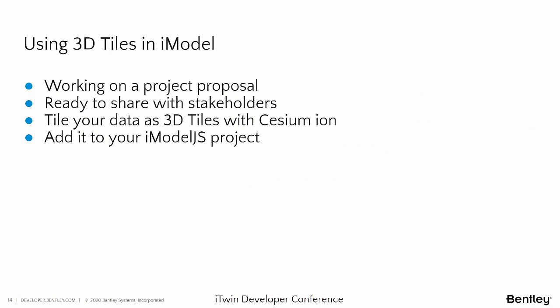Alright, so let's take a look at an example workflow now. Let's say you're working on a project that involves a proposal for a new bridge, and you have your CAD model and you're ready to share a version of that with stakeholders. What you do here is you'd upload this model to Cesium Ion, you'd get 3D Tiles, and then you can add that 3D tile set to your iModel project. Now let's take a look at how you do that.